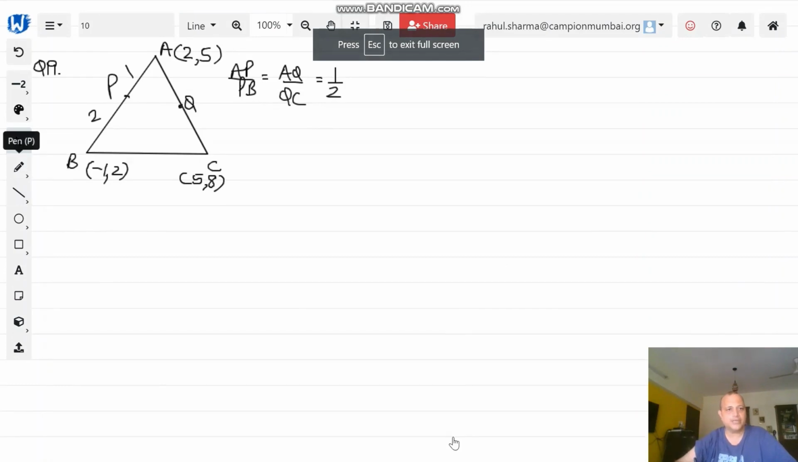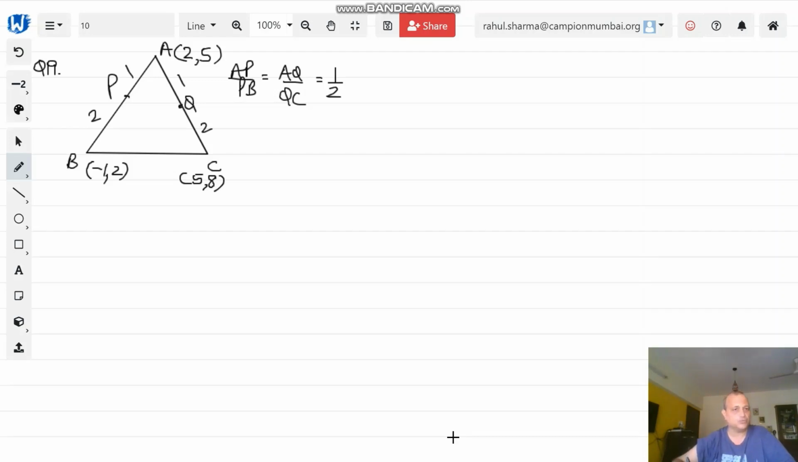Next question, question 19. Let's look at the question. It says ABC are the coordinates of the vertices of a triangle. P and Q are on these two sides and it divides, the ratio is 1 is to 2, which means this ratio is 1 is to 2. We need to find the coordinates of P and Q first. Perfect. So let's find P.